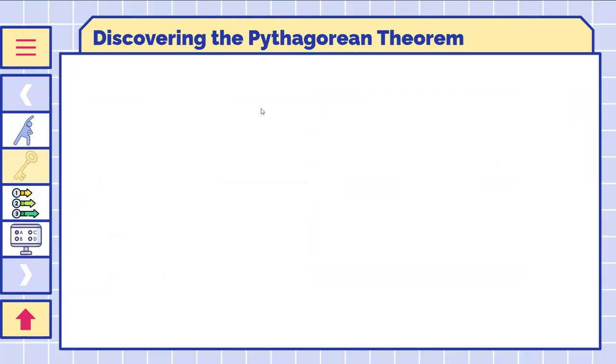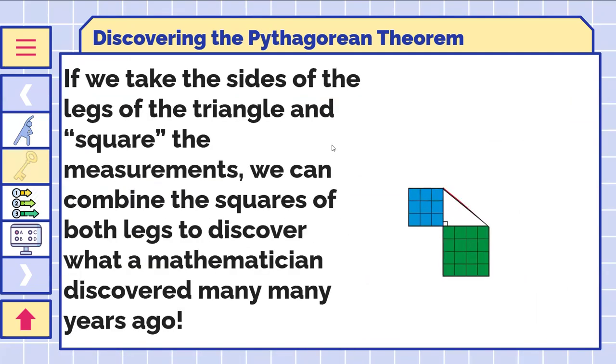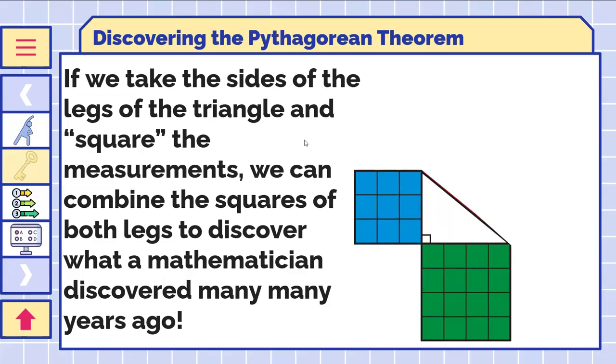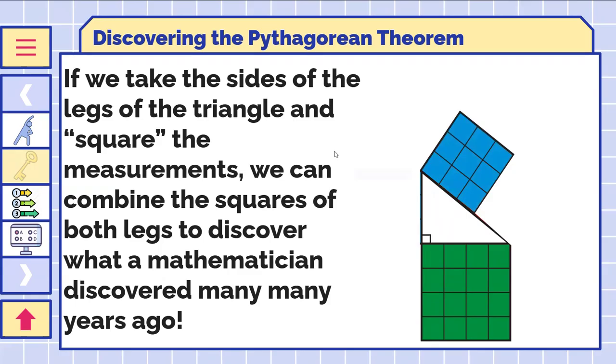What you're doing is what a mathematician did a long time ago in discovering what's called the Pythagorean theorem. When I say a mathematician, I mean Pythagoras. It's why it's called the Pythagorean theorem. A mathematical philosopher named Pythagoras discovered this, kind of doing it in a similar way to what you just did for the warm-up. The idea is if we take the sides of the legs of the triangle and square the measurements, in other words, literally make them into squares, we can combine the squares of both legs to discover what a mathematician, Pythagoras, discovered many, many years ago.